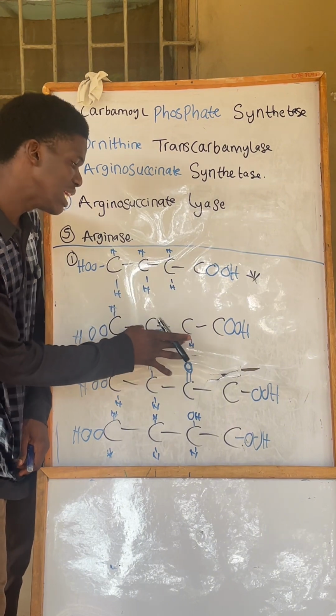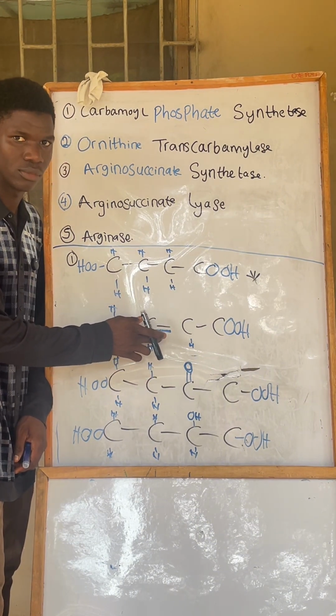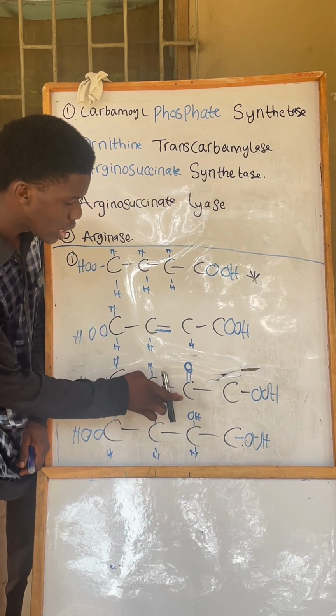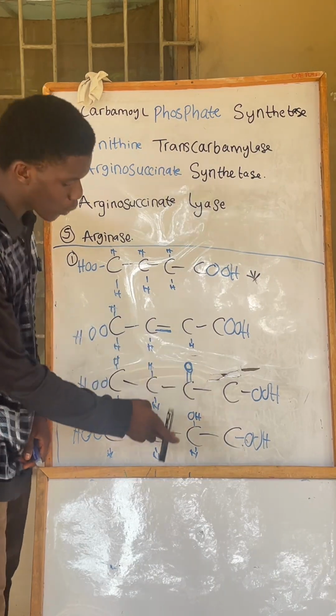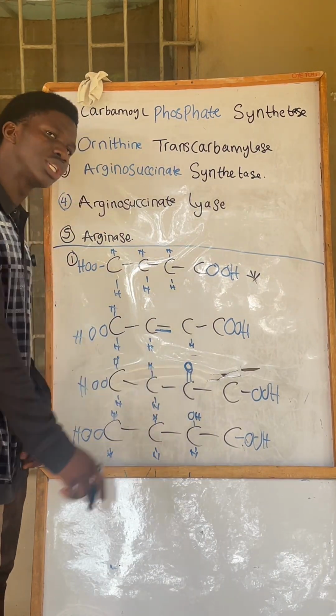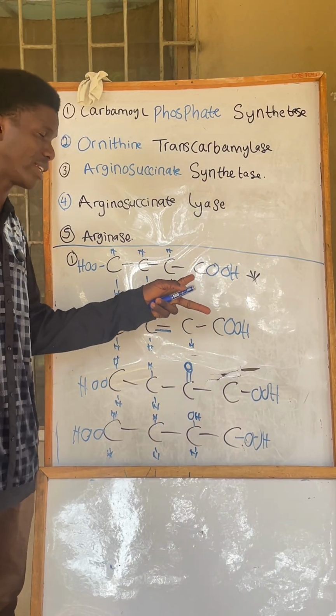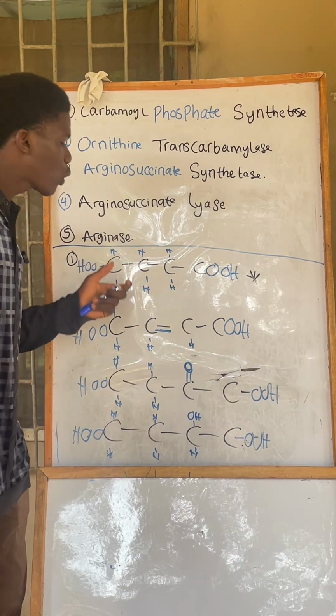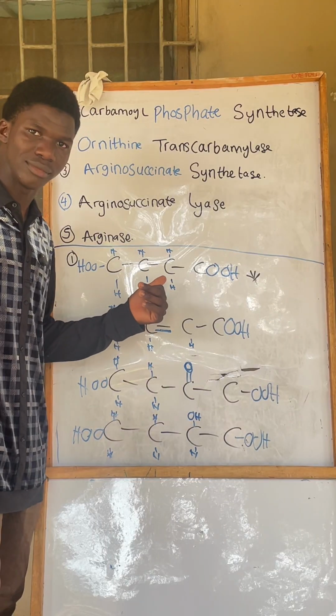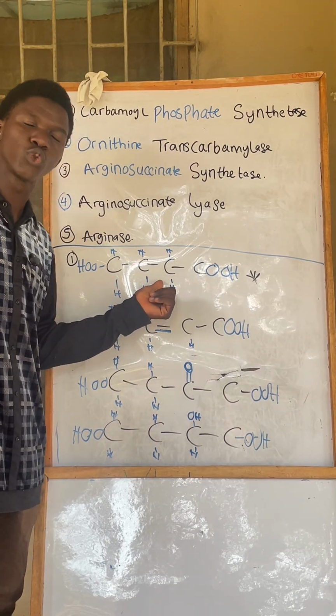For the second one, it has a double bond, right? For the third one, it has an oxygen on it. For the fourth one, it has an OH. So, what's the name of this guy? How do you identify this guy? Because this first guy does not have anything.